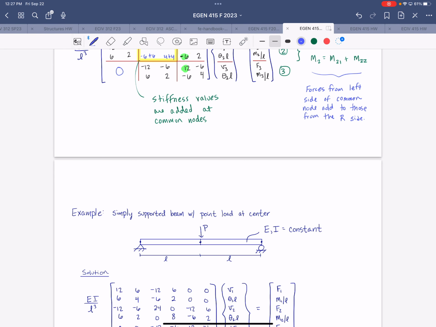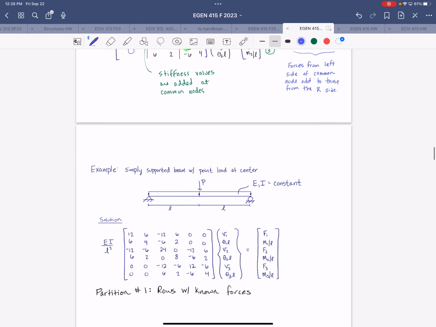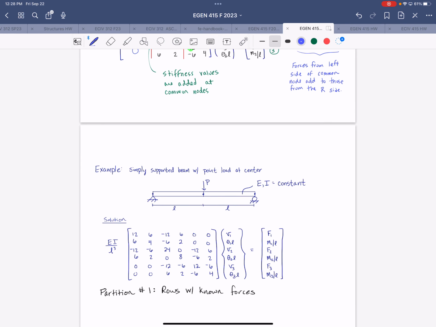So next we'll consider a simply supported beam with a point load at the center, modeled with two elements. And so here we're told that the beam stiffness properties are constant along the whole length of the beam, which is helpful. And we've got to number our nodes, so we'll do that left to right.